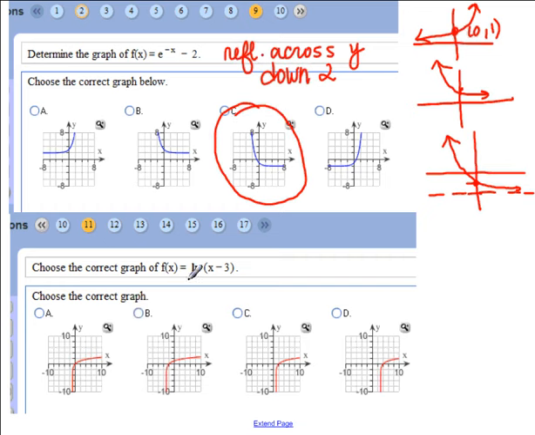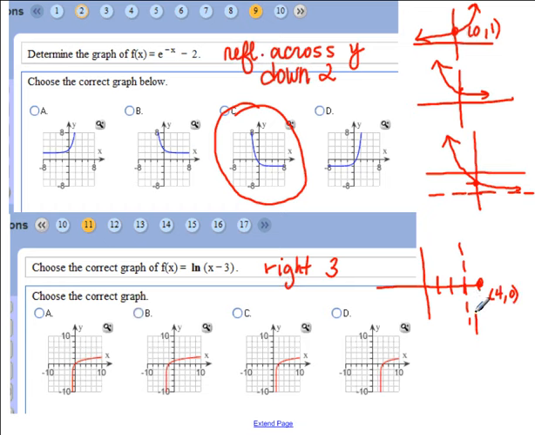Choose a correct graph of f of x equals the natural log of x minus 3. So the natural log of x minus 3 is a shifting of the basic function. It's a shifting right 3 units of natural log of x. So remember, to shift right means our vertical asymptote is going to shift right 3 units. And our key point of 1, 0 is going to go to 4, 0.